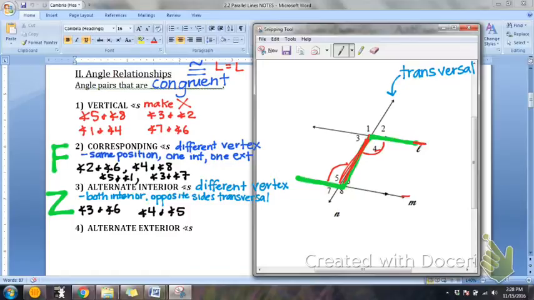Okay, the final group are called alternate exterior. So again, same thing. They're on a different vertex. Patrick, are you writing any of this down? Except instead of both being on the inside, they're both on the exterior. And they also are on opposite sides of the transversal. Because if you think about alternate, that means opposite.